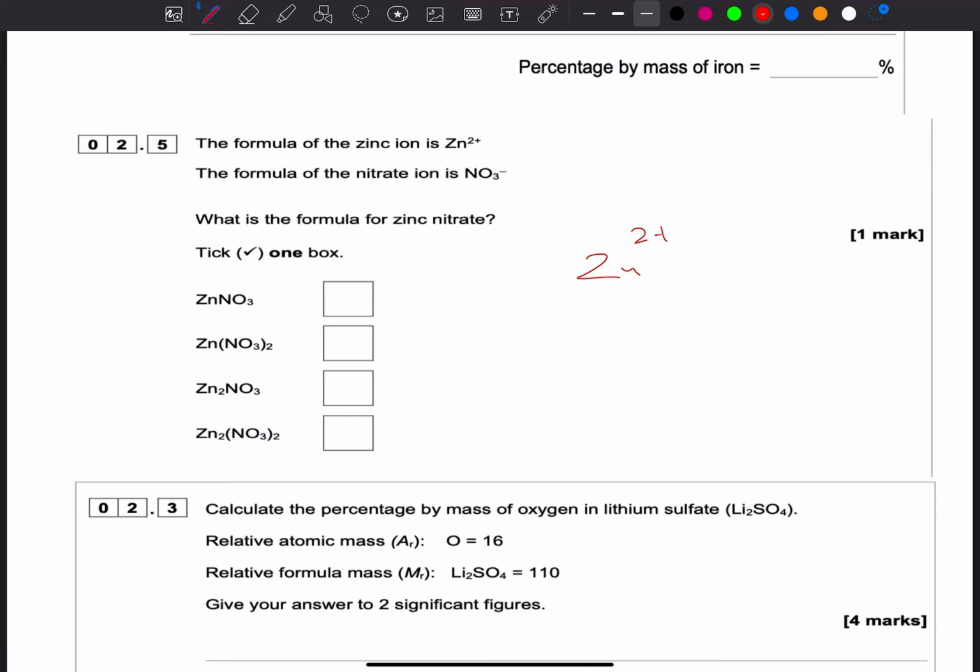Zn 2 plus, NO3 minus, and then the minus means 1 minus, the numbers across. So Zn is just 1, so you don't need to put 1. Then NO3, just put it in a bracket, and 2, yeah, like that. Okay.